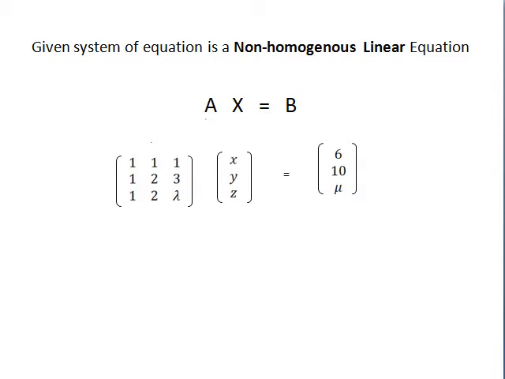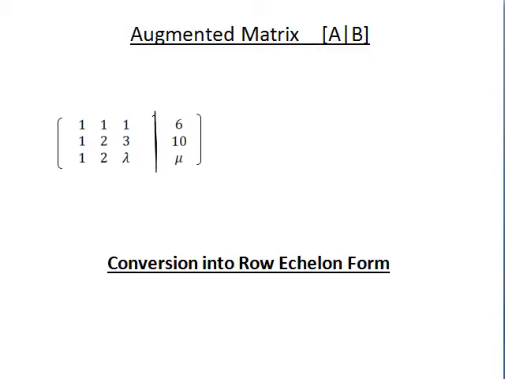First of all, the given system of equations is a non-homogeneous linear system, that is in the form of AX is equal to B. So we have represented the given system of equations in the form of AX is equal to B. Next, we have to write the augmented matrix, which is also written over here. The next step is to convert this augmented matrix into row echelon form by row transformations.